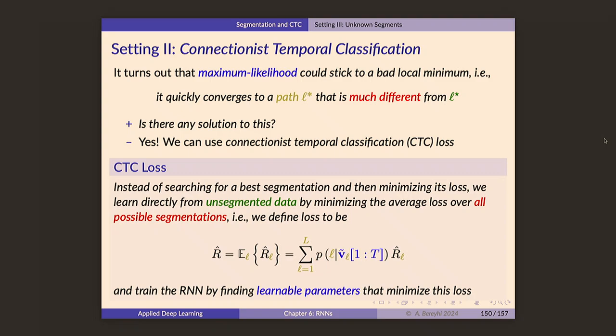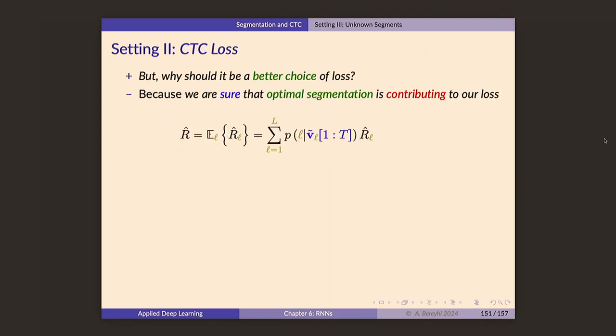But you don't need to make it complicated. You can just look at it this way. If I compute R hat, which is the average of the loss over all possible paths, one of those paths is your optimal path, correct? So I can write it in this form: this is the loss of the optimal path times its own probability, plus the sum over all other paths of the loss of each of the other paths times their probability. Correct?